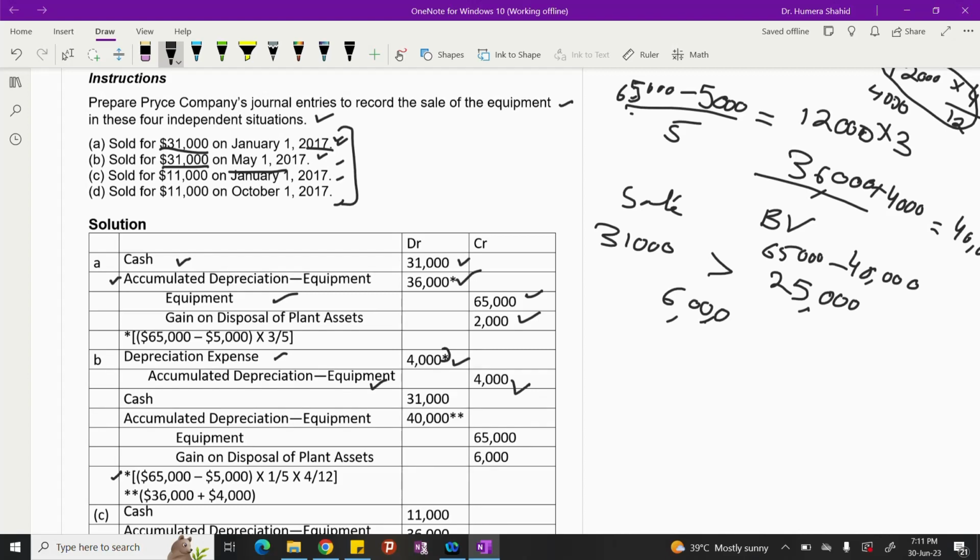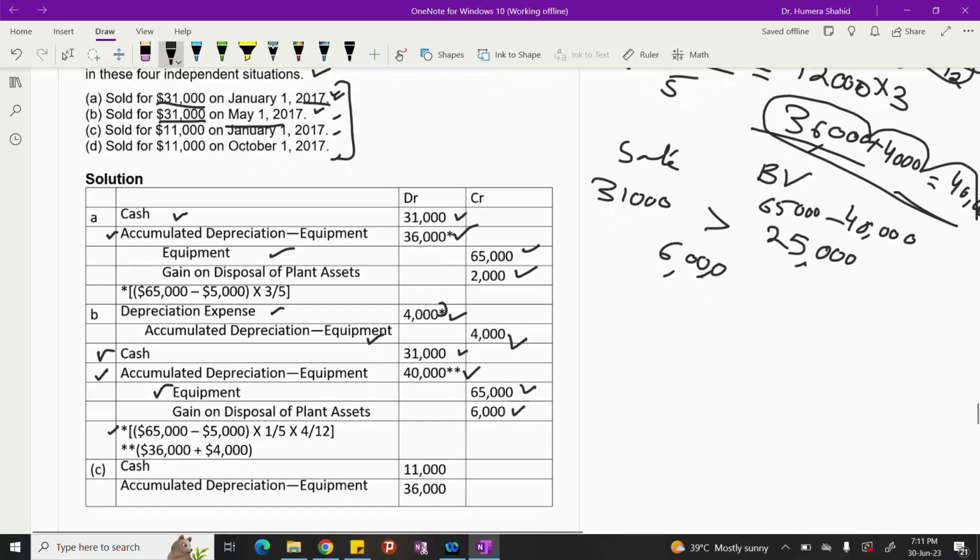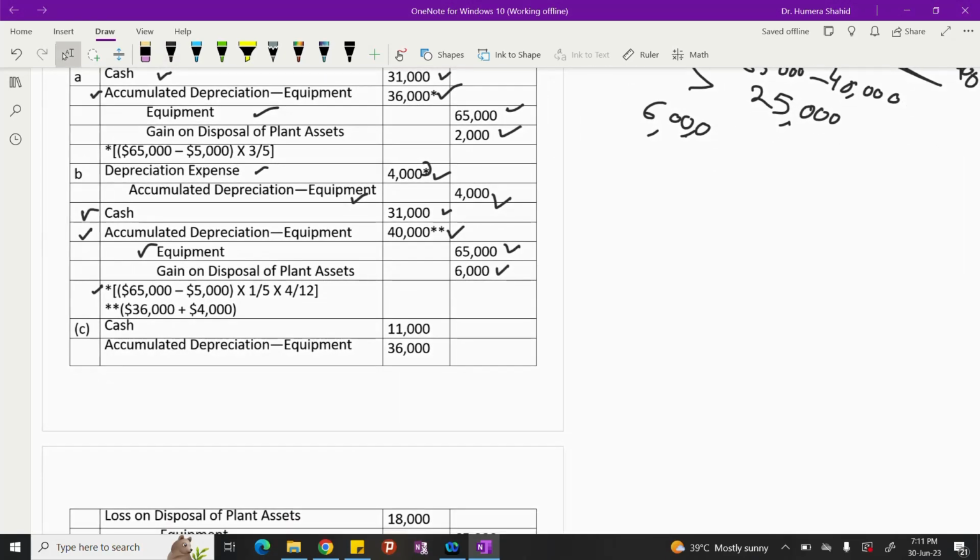Okay, then record the sale. Cash gets debit 31,000. We remove the equipment from our books. Equipment gets credit with its cost and accumulated depreciation. I showed you how we calculated. I mentioned it over here that 3 years is 36,000 plus 4,000 of current year, altogether 40,000. So 40,000 accumulated depreciation, and we have a gain of 6,000.